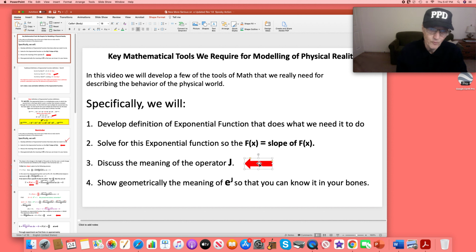And then we'll discuss item number 3, the meaning of the operator J. And I want to make it so clear that we can form a picture of it that's easy to remember, a geometrical view of this operator. And then step number 4, we want to show geometrically the meaning of E, a special number. You have E to the J, so that you can know it in your bones. And you'll find out through this presentation what's so very special about the number E.